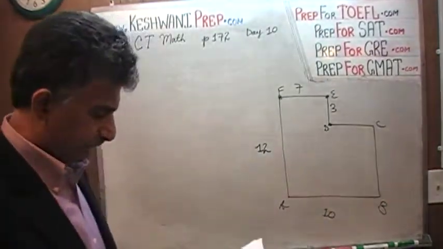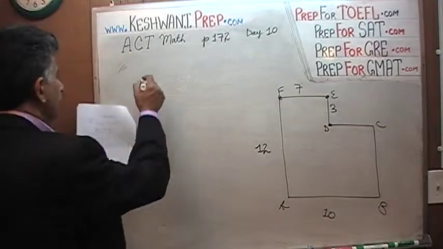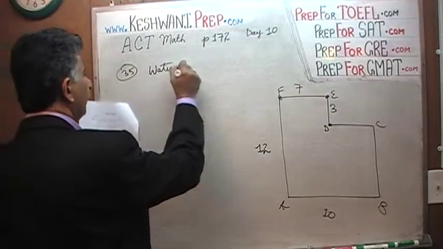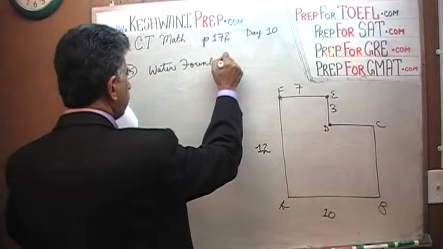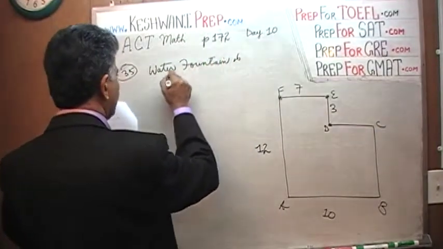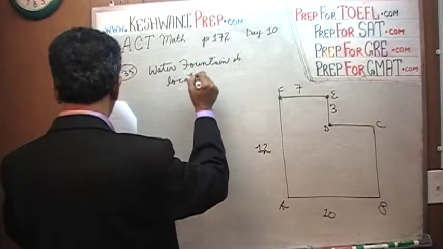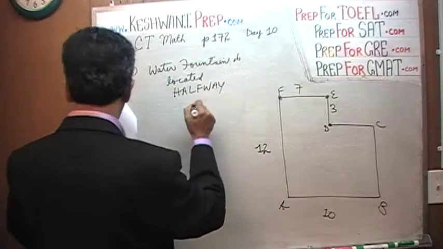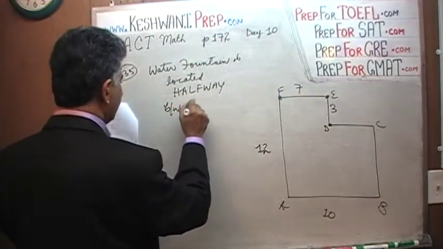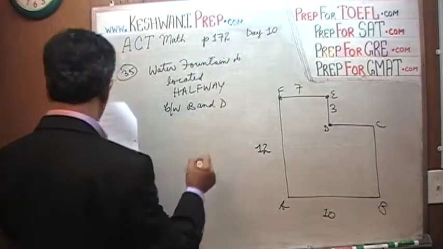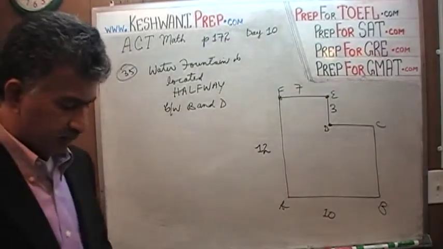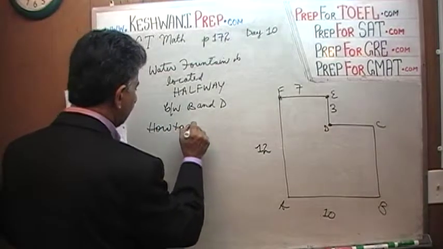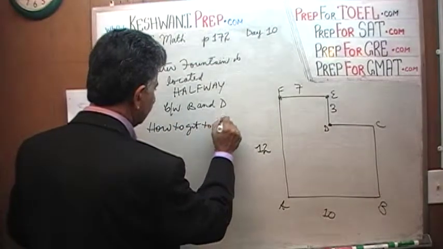What is the question asking? We are told that the water fountain, this is 35, water fountain is located halfway between B and D. Halfway between B and D. The question is how to get there. How do we get to it?